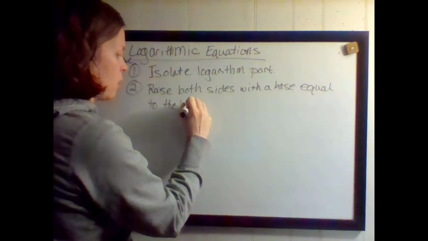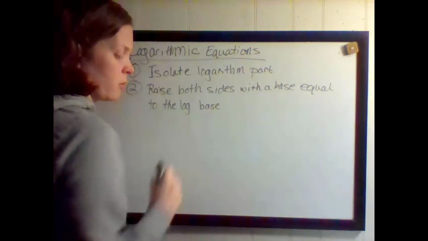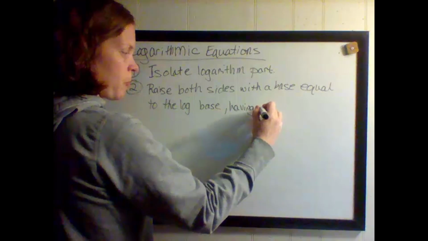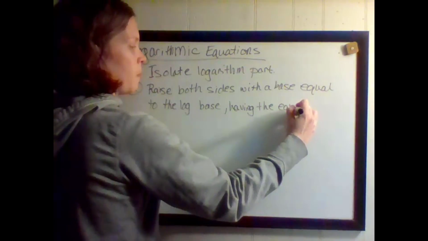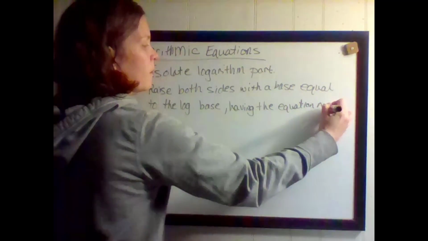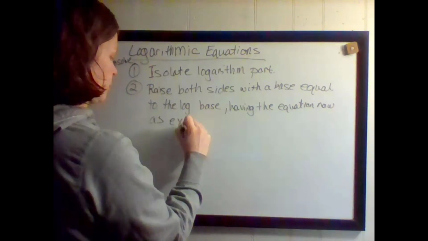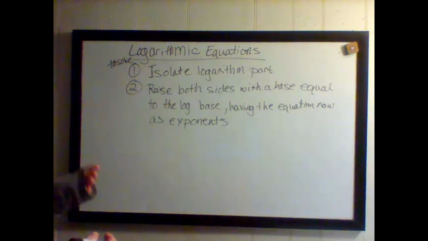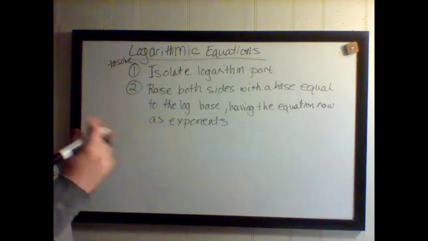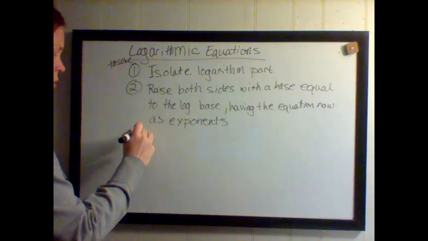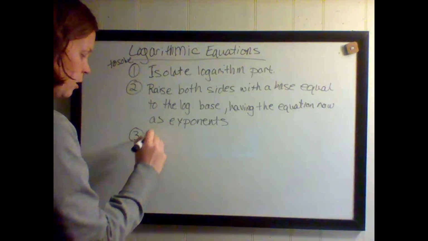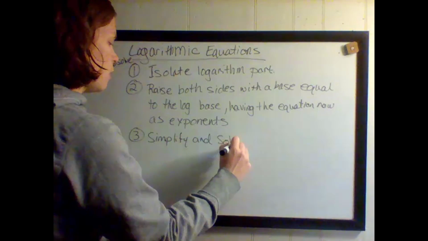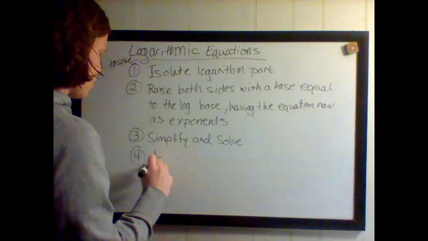the log base, the logarithmic base, having both sides, having the equation now as the exponents. So we're going to raise both sides with whatever my original equation was. Now those are going to become the exponents with a base of whatever I choose. And then step 3 would be simplify and solve. And then step 4 is to check.